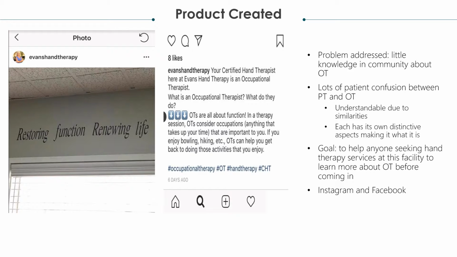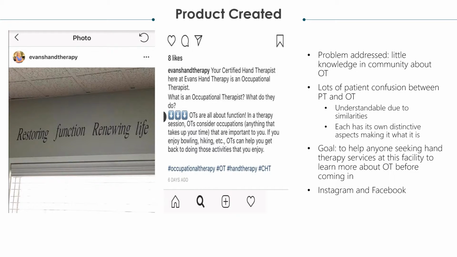I decided to create an Instagram post to educate about what OT is. Even though patients were going to see my supervisor, who was an occupational therapist, they would still call it physical therapy. For example, a patient got a phone call and told the person she was speaking with that she was at a physical therapy appointment. The confusion is understandable though because of similarities between PT and OT, however each has its own distinctive aspects, making it what it is. The goal of my post was to help anyone seeking hand therapy services at this facility to learn more about OT before coming in.